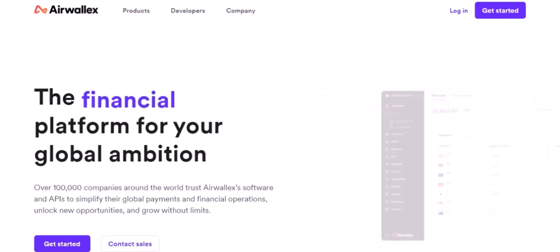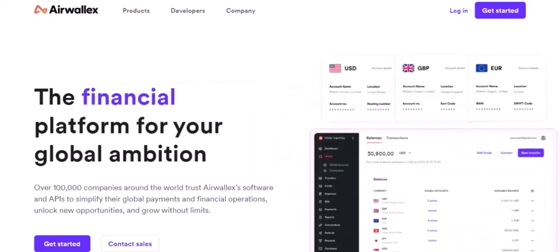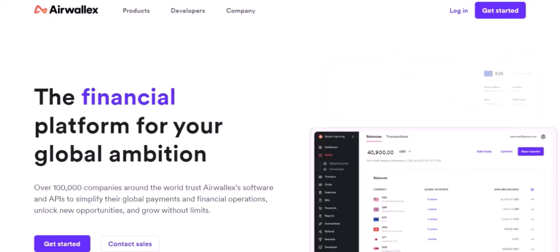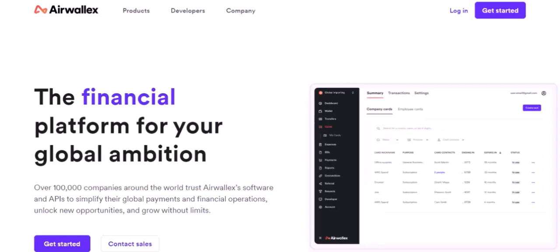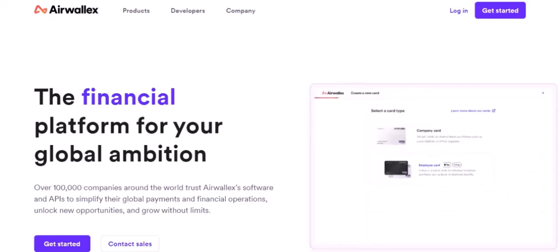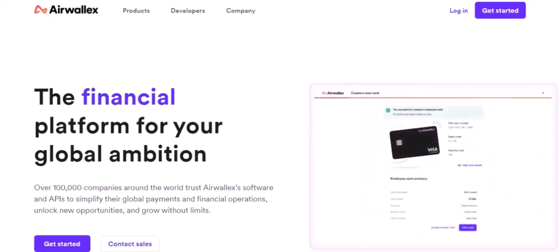Before we dive into the specifics, let's talk a bit about Airwallex. It's a financial technology company that provides global payment solutions. Think of it as your digital wallet for international transactions.